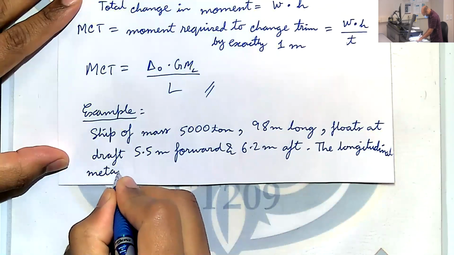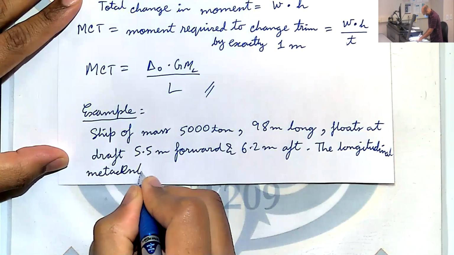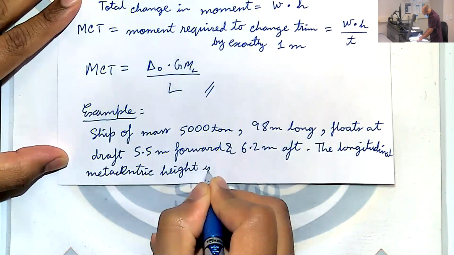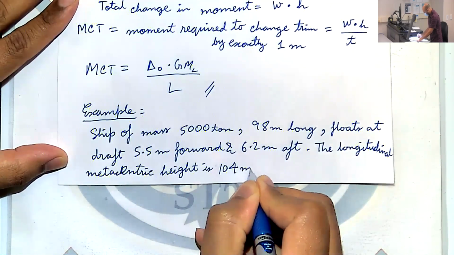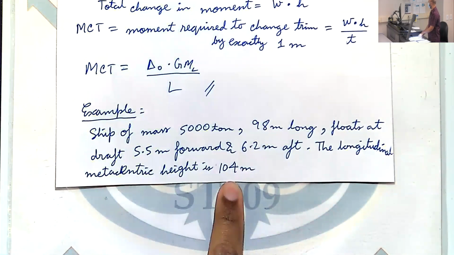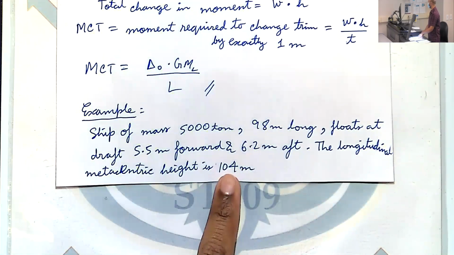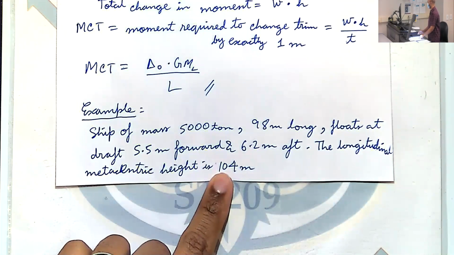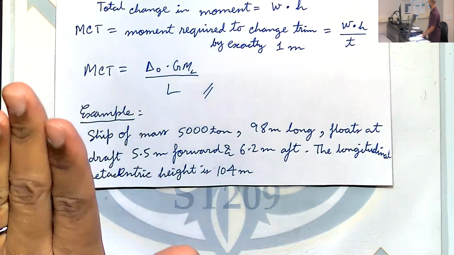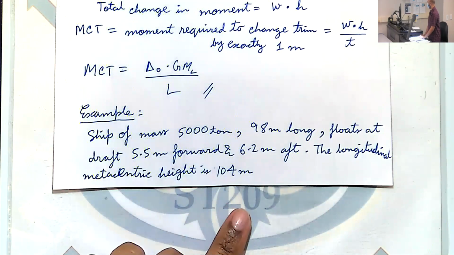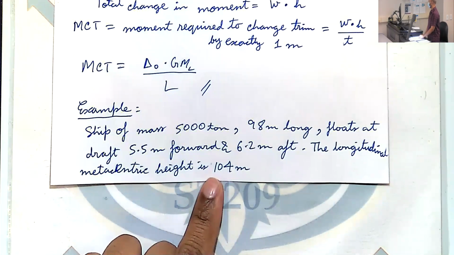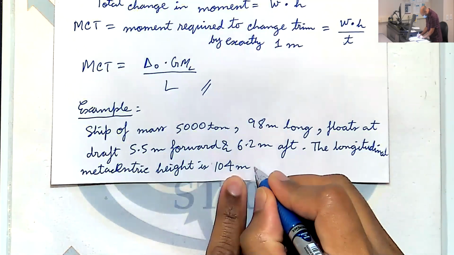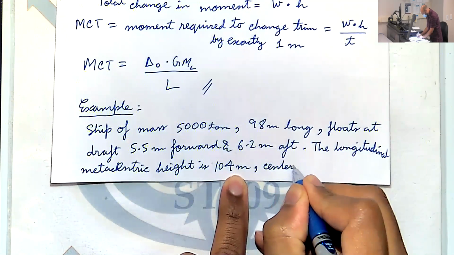Other information: the longitudinal metacentric height is 104 meters. Look at this number. GM is 104 meters, which is huge. In roll, we've been talking about GM values of 1 meter, 2 meters, and now this longitudinal pitching GM is 104. This is why we usually don't care about stability in the longitudinal direction. Okay. Center of flotation.